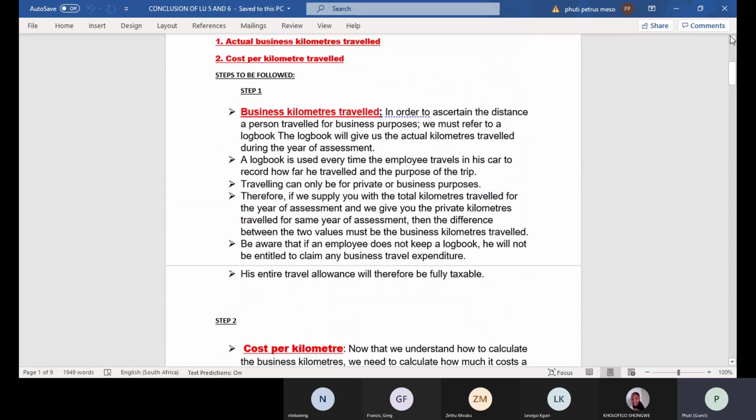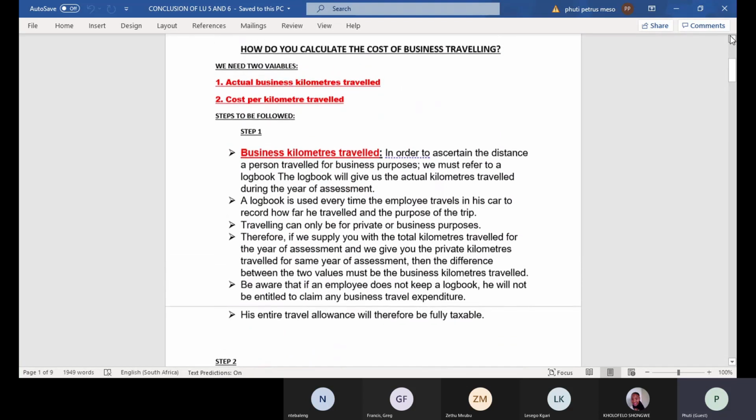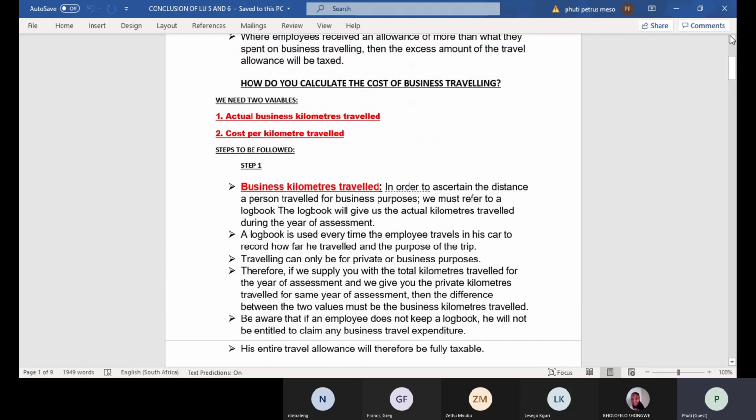Right, let's have a look at the steps to be followed in order to calculate the cost of the business travel. Step number 1 is the business kilometers traveled. In order to ascertain the distance a person traveled for business, we must refer to the logbook. There will always be a logbook that you need in order to calculate this. The logbook will give us the actual kilometers traveled during the year of assessment, as and when the employee travels.